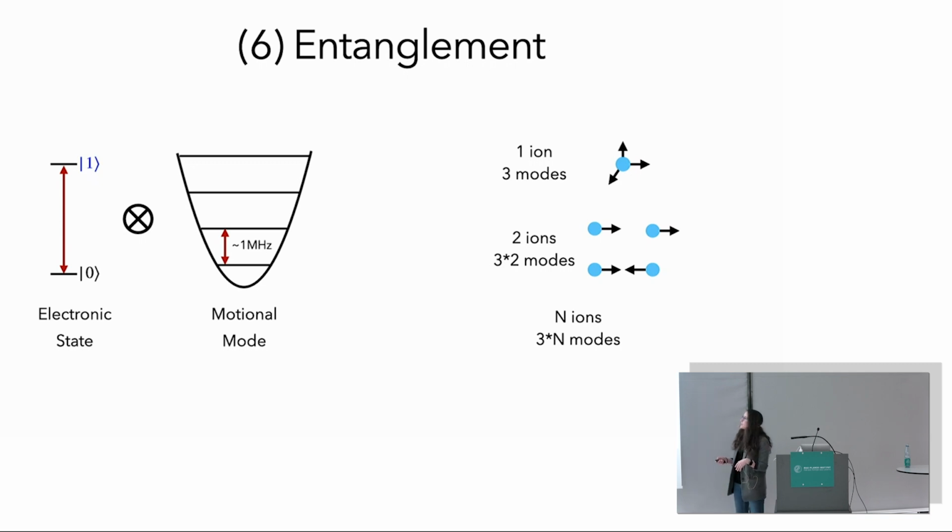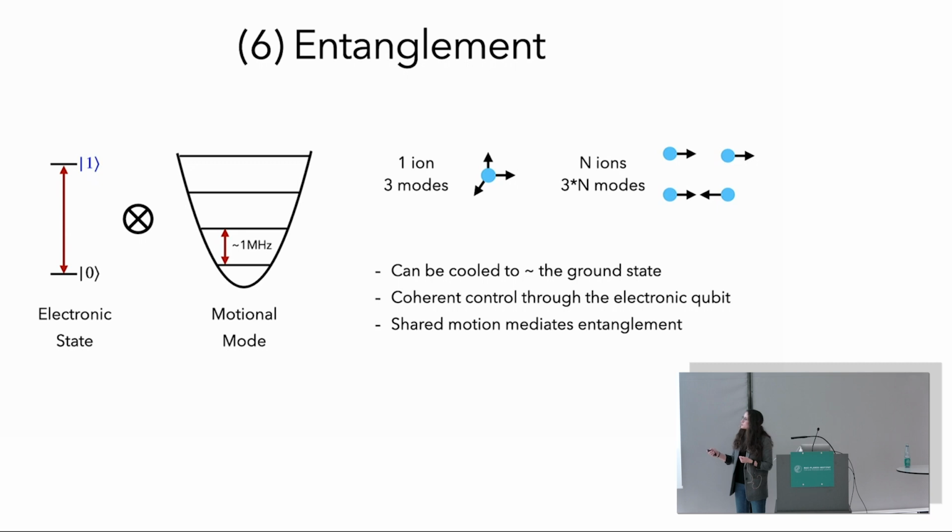And then if we have 2 ions, then we have 2 modes in each direction, the one where they move together and the one where they move apart. And if we have n ions, we have n modes in each direction, or 3n modes in total. And these modes can be cooled to the ground state.